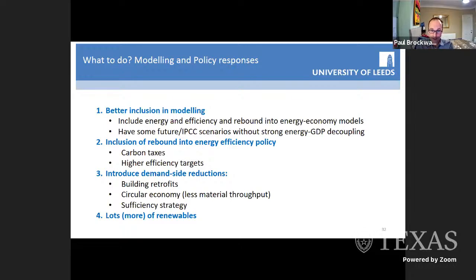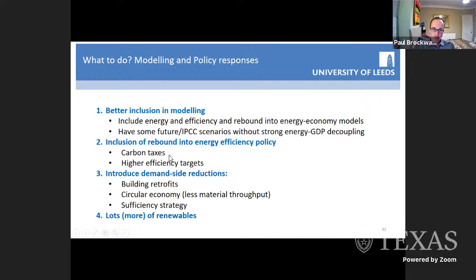Because if you got that, remember the wedges diagram we had earlier on, if efficiency isn't working very well at all, then it means renewables and these other dials are going to work a lot harder. And that's important to know as policymakers. So you need to go as hard as you can on renewables.